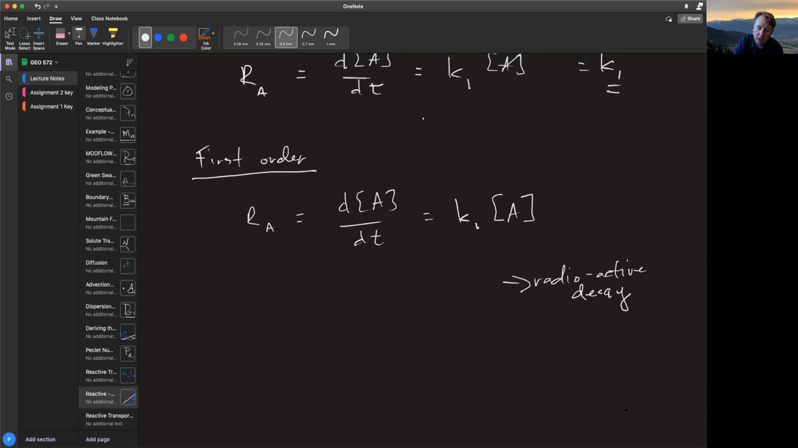So for example, a really common way to model biological use of some solute would be with a first order decay. And essentially the equation says that the rate of production or the rate of decay of your solute A is linearly proportional to the concentration at that time. And this ends up giving you exponential decay, all right?